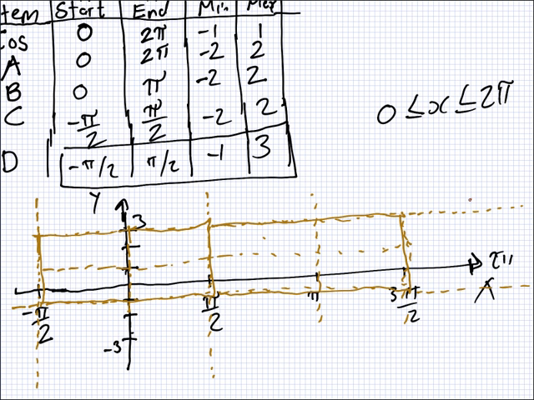I only need to go half a box, don't I? Yes. So I kind of have to stop here. And where do I start on this graph? I need to start here. So what you do, you fill in the first box with a cos, with 0 to 2π.